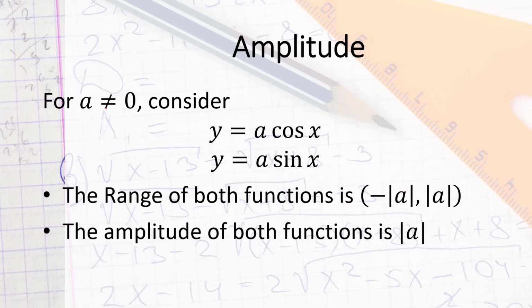Now, the next thing we want to talk about is the amplitude. Consider y equals a cosine theta or y equals a sine theta. If this is the case, the range of both functions will be from negative a to a. However, the amplitude will always be the absolute value of a.